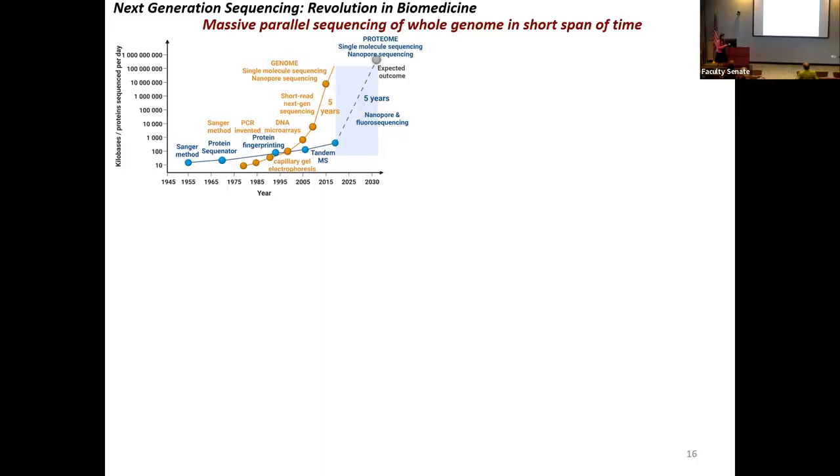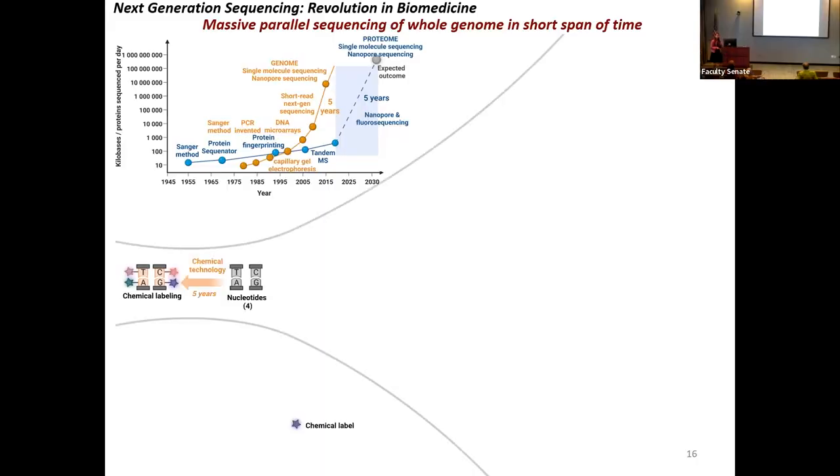So the question arises: how can we solve this problem? And the answer lies in these 5 years. We looked into these 5 years and figured out what happened in that period, when there was almost a sudden increase in the way we can sequence genomes. And what we found is that new chemical methods were generated during those 5 years.